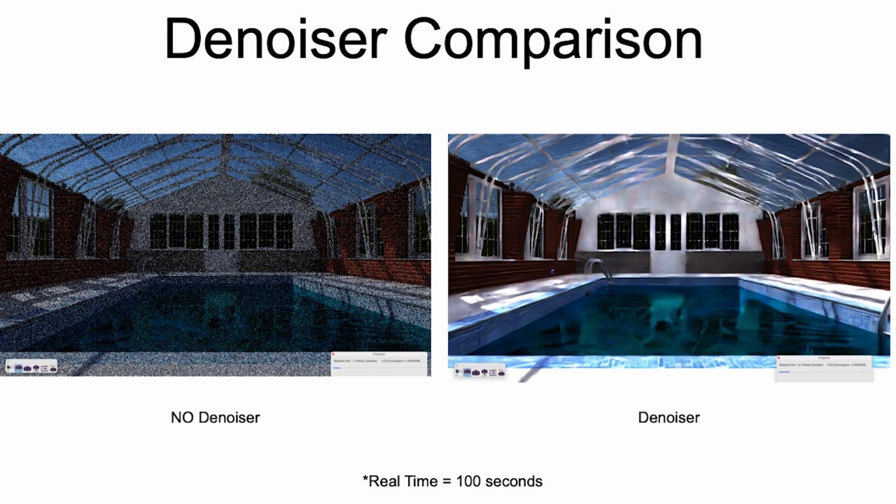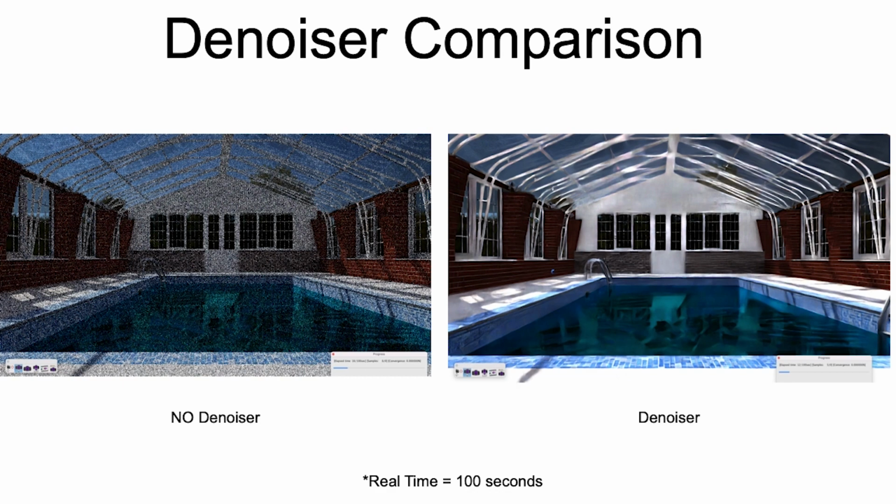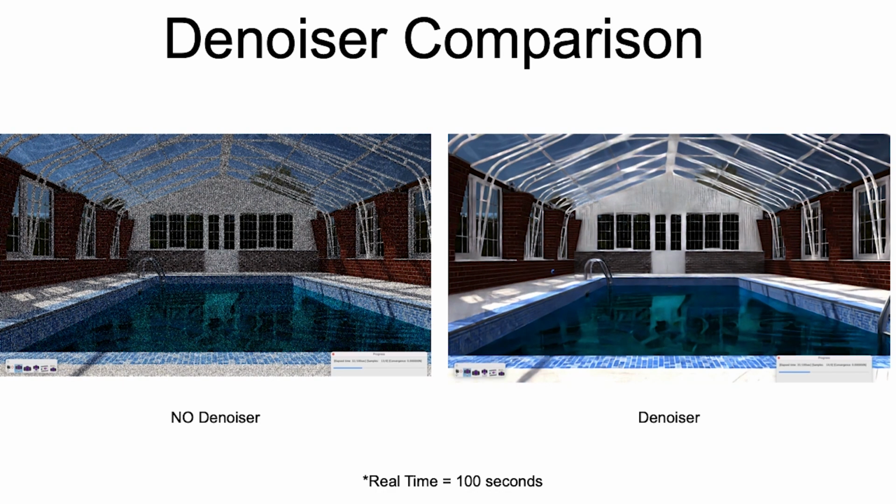In our next example, we'll compare using the denoiser on a scene. The video on the left is no denoiser, while the video on the right has the denoiser enabled with a sharpness value of 0. Both videos have been sped up from the actual time of 100 seconds.